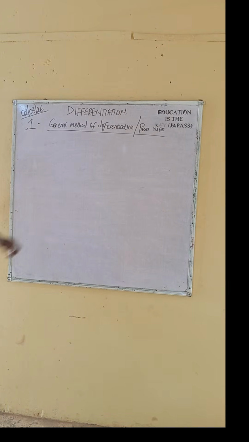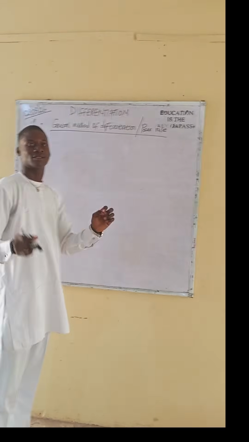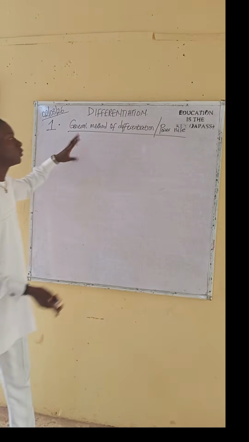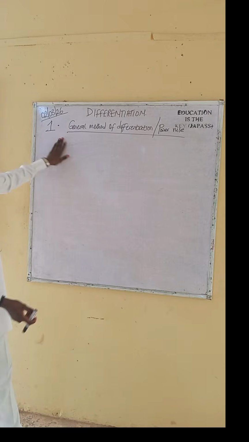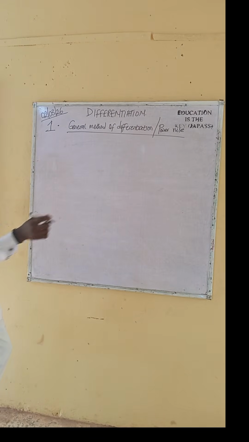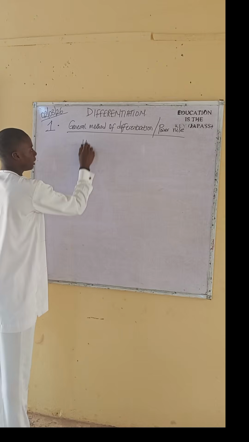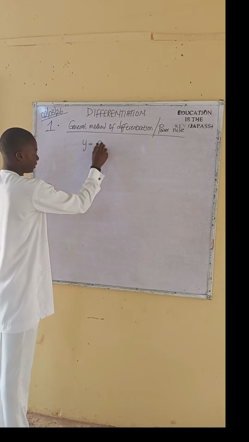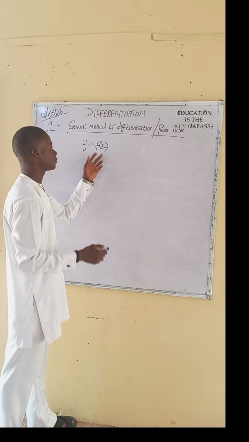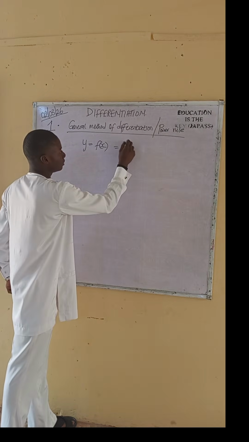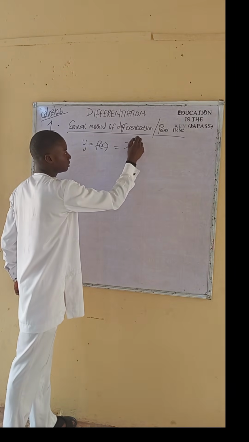So this is the first method, the general method of differentiation, or the power rule. This one in particular guides other ones. So without having the knowledge of this, you can find it difficult solving the other ones. Let's begin with this as a basic. Let's assume you have a function y equals f of x, and let's say it's equal to x raised to the power 3.